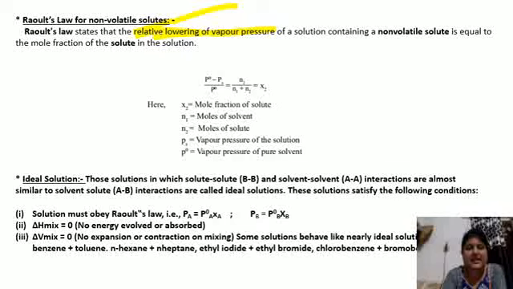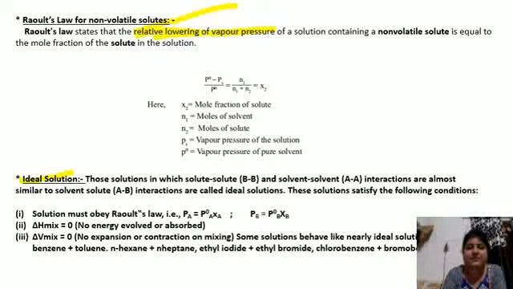The next topic is ideal solution. Thirdly, till now, no solution is an ideal solution. What is an ideal solution? One which obeys Raoult's law. Obeying Raoult's law means the partial pressure is directly proportional to the mole fraction. Plus there is no energy change, means the temperature of the solution should be kept constant and the volume is also not changed. Okay?